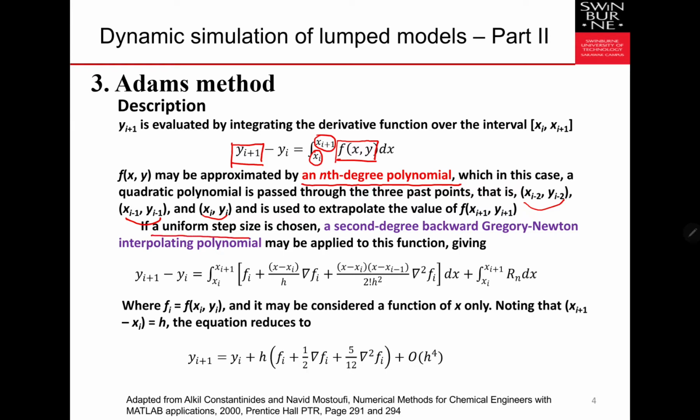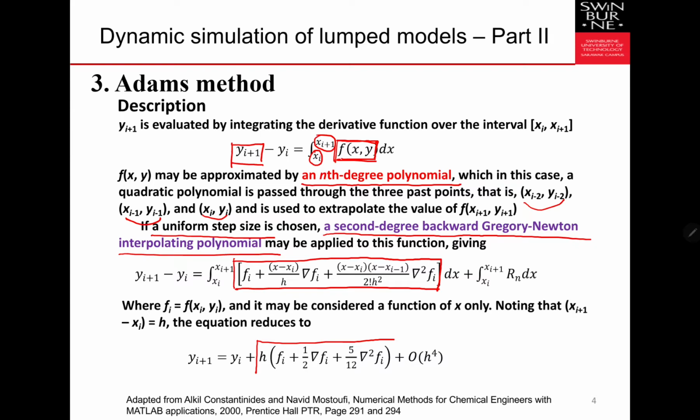If we choose a uniform step size and apply a second degree backward Gregory-Newton interpolating polynomial, then we can replace this f(x,y) in here with this term in the brackets in here. Okay, and then by integrating the terms in the bracket, we can change that to become this term in here. Okay, and we notice that we have an error in the order of step size raised to 4, which is very small. The derivations of this into this is given in the additional materials.